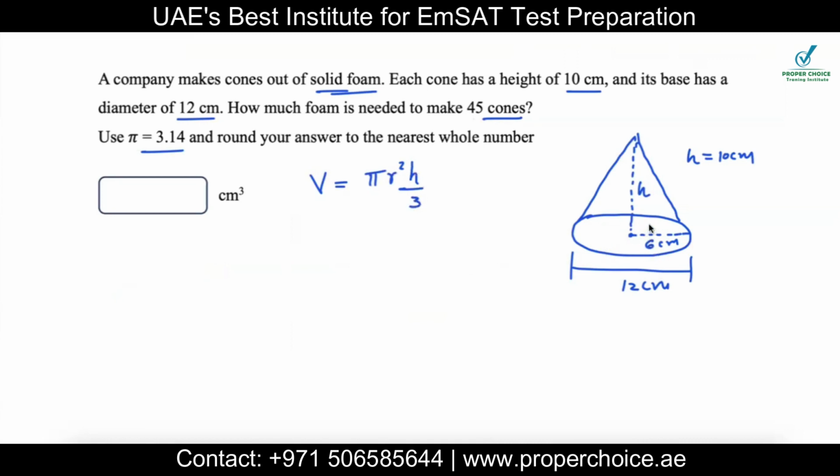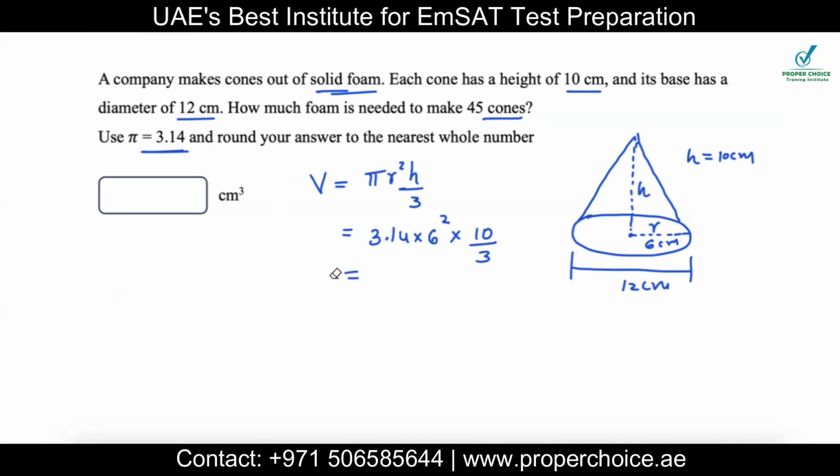I know that the radius is 6 and the height is 10 centimeter. Just substitute it. They also said to use the value of pi as 3.14. Let me put it as 3.14 times 6 square times 10 divided by 3. Put it in the calculator and you get the volume of one cone.